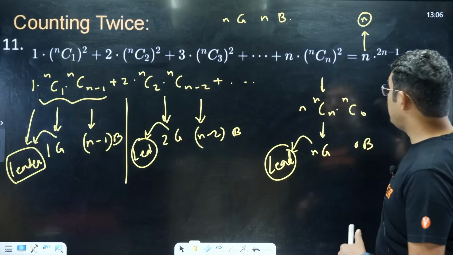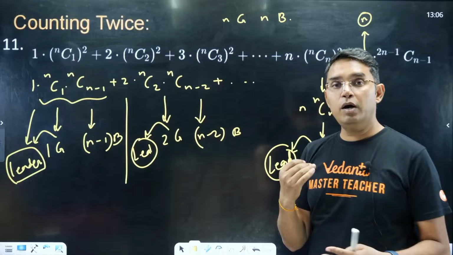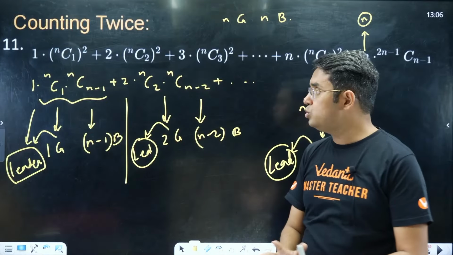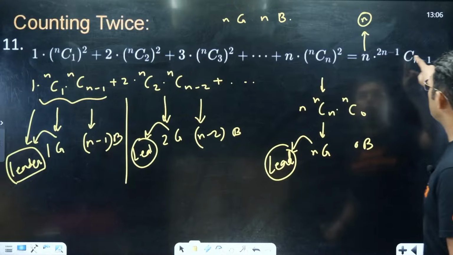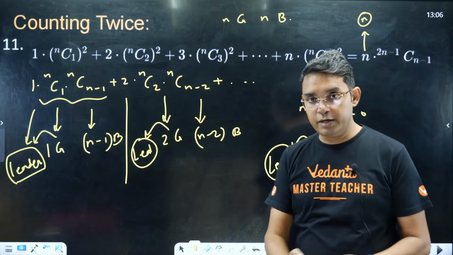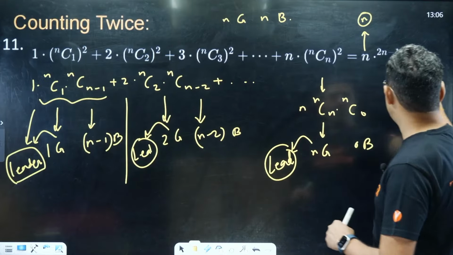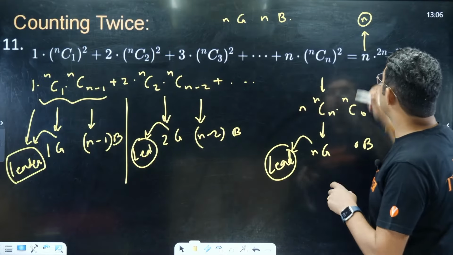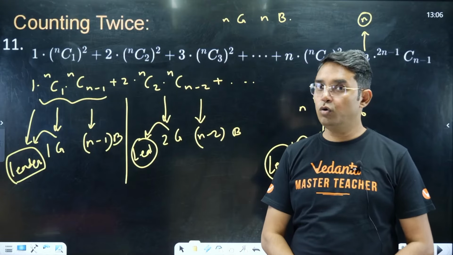Okay, and then there is no restriction. After selecting 1 girl as a leader, you are free to choose or not to choose any number of girls. So that will be 2n-1 C n-1, because now remaining n-1 girls and remaining n boys, total 2n-1 people, we have to select n-1 persons. So this is how this identity is coming directly. I hope that is clear to all of you.